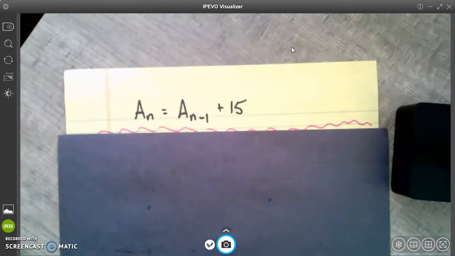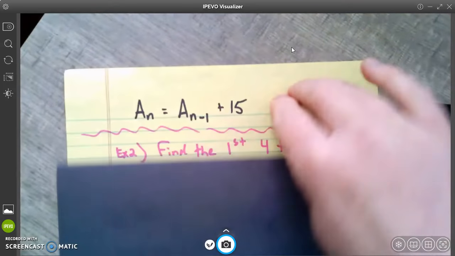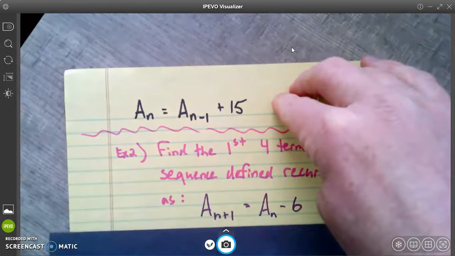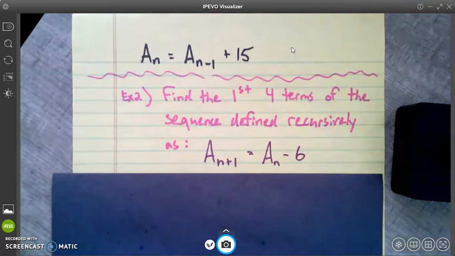Okay, let's try an example with a recursive sequence. You can hit pause if you would like and try it out yourself. See how far you can get on it, if you get stuck or get them all, whatever you need to do. But hit pause now.